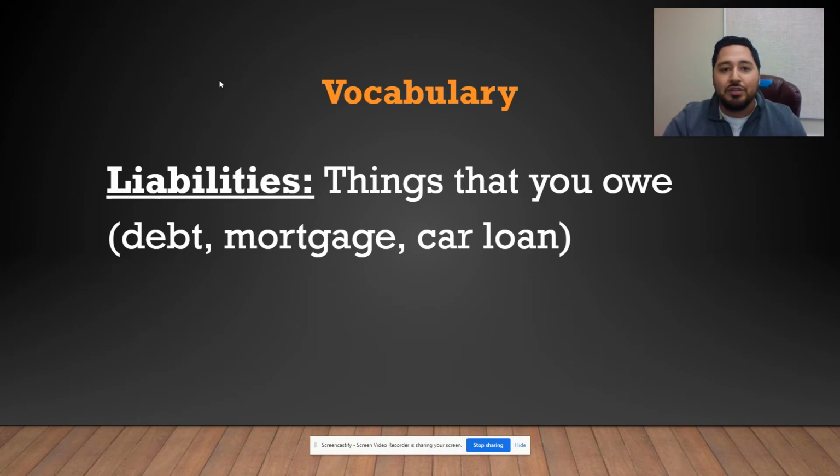Now, a car loan is a liability because you are indebted, or you owe a certain amount, to the finance company that gave you that loan and allowed you to pay. They gave you money to pay for that car, and you are indebted to them to pay that back. That indebtedness is a liability, whereas the car would be an asset.